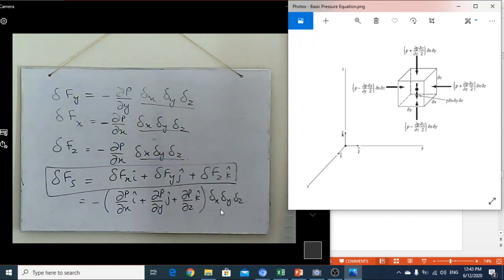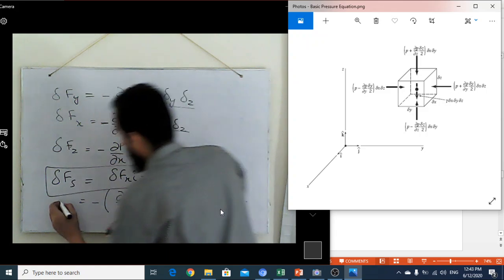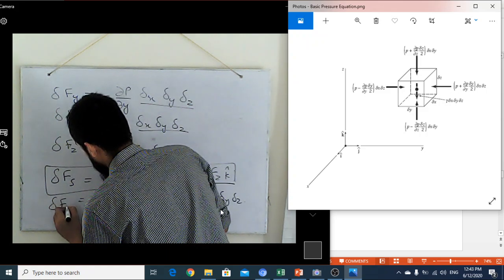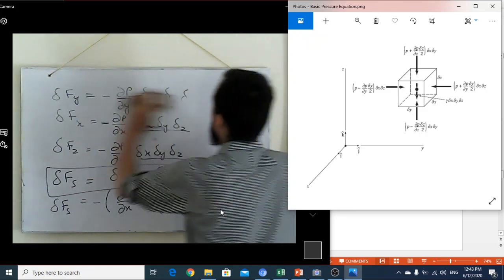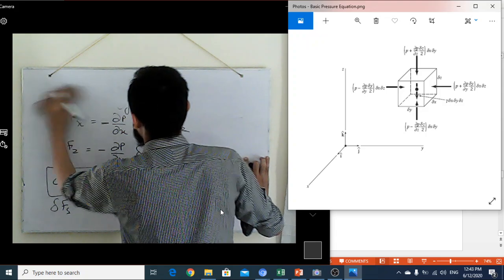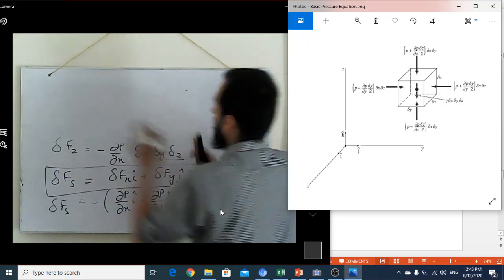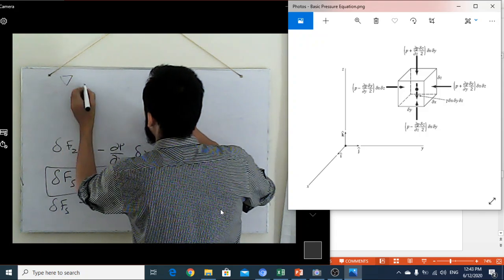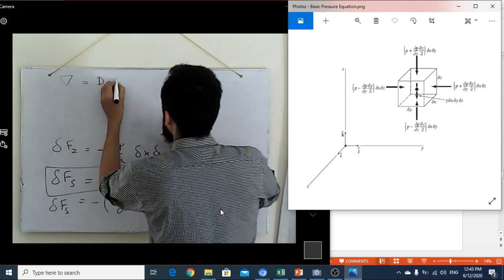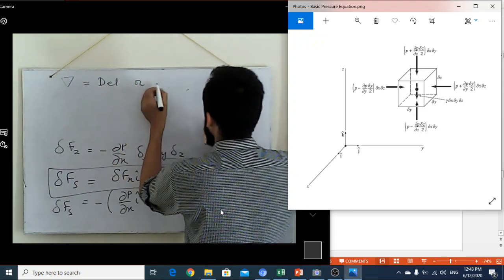Here I need to define a function which we call del, or gradient.